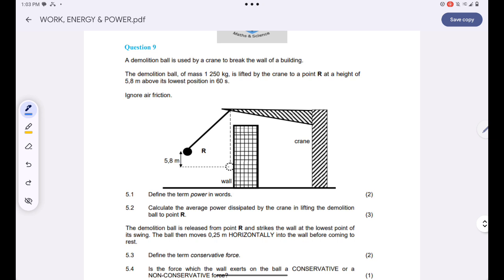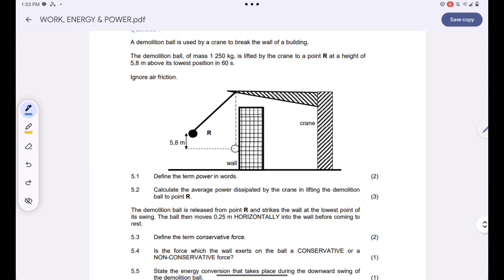Let's start. A demolition ball is used by a crane to break the wall of a building. The demolition ball of mass 1,250 kilograms is lifted by the crane to a point R at a height of 5.8 meters above its lowest point in 60 seconds. We must ignore the effects of air friction.